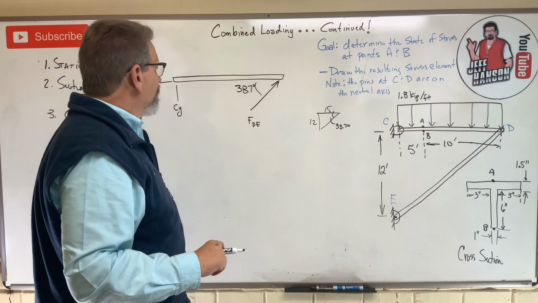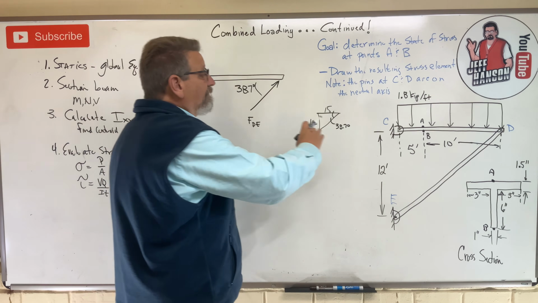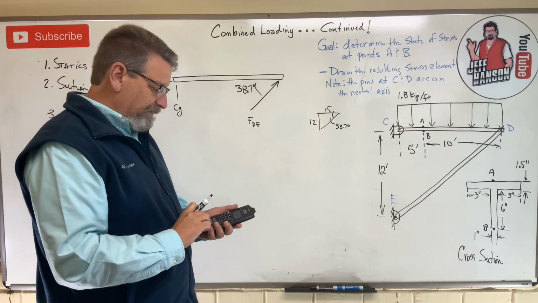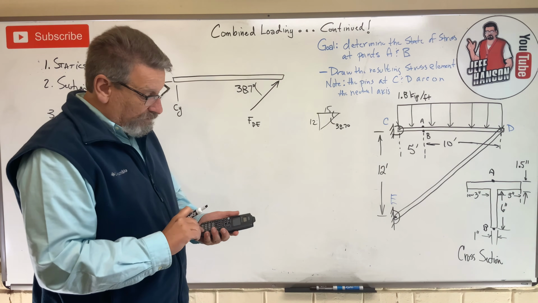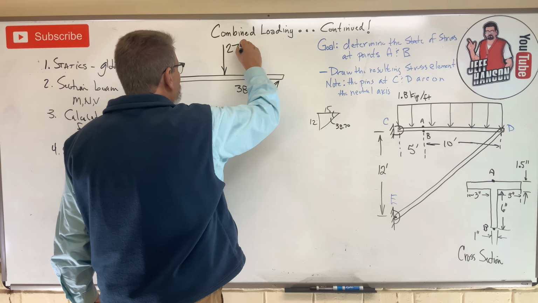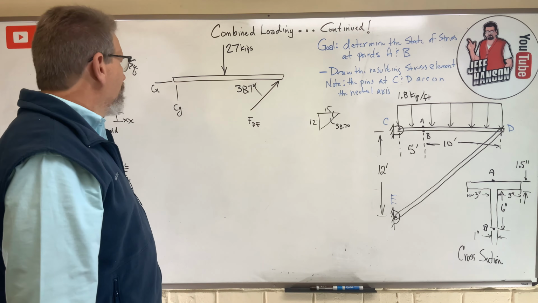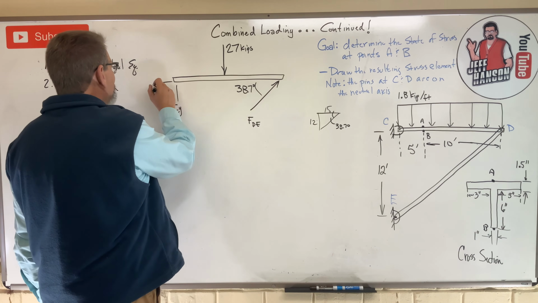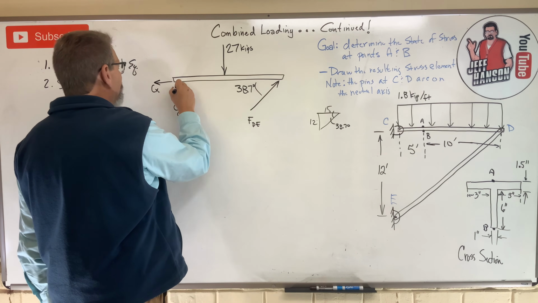Okay? That's good. What else is acting on that beam? Well, I've got this distributed load, which is 15 feet wide times 1.8 kips per foot, which means that there's a total of 27 kips acting on that beam, right? Okay, what does that mean? I think that CX is going to have to go that way because this one goes that way. And CY probably goes up.